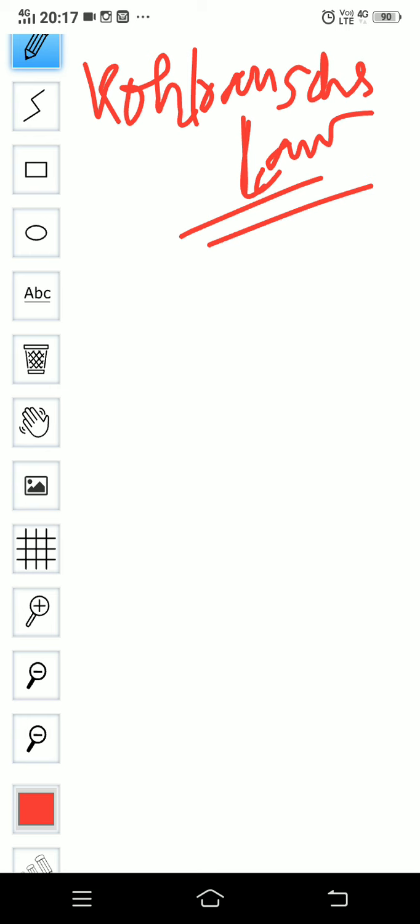What is the law? The molar conductivity at infinite dilution of an electrolyte is equal to the sum of the molar conductances of its cations and anions, with each conductance term multiplied by the number of respective ions present in the formula unit of the electrolyte.